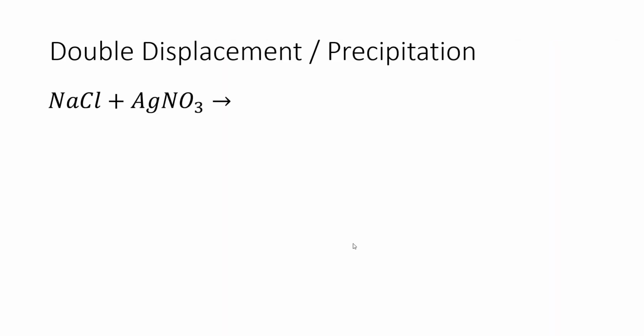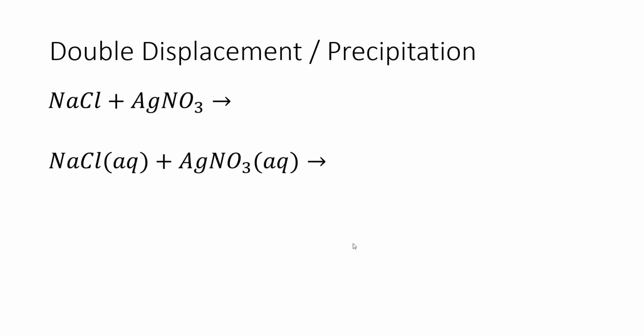Let's start out with reacting sodium chloride with silver nitrate. The very first step in predicting the products of this type of reaction is first checking to see whether each of our reactants is soluble. So meaning, can we write it like this, where sodium chloride's aqueous and silver nitrate's aqueous? We absolutely can, but how do we know that?